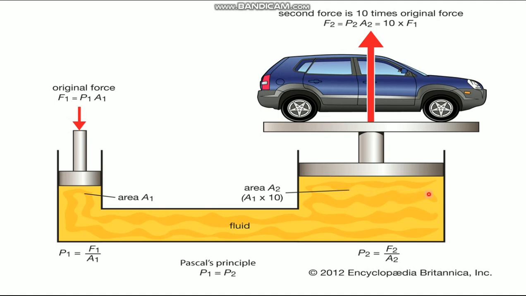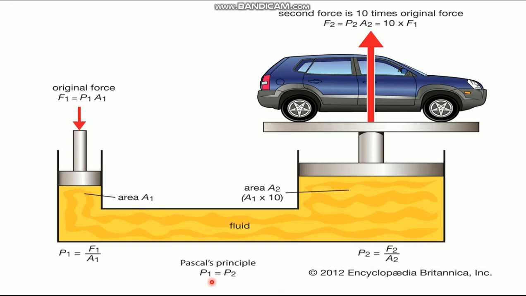So when we calculate the force, we get a larger output in the large cylinder when we compare it with the F1 force. By means of a small amount of force, we get a larger amount of force. This can be calculated by means of Pascal's principle. We know Pascal's law states the pressure at all points is the same, that is P1 is equal to P2.